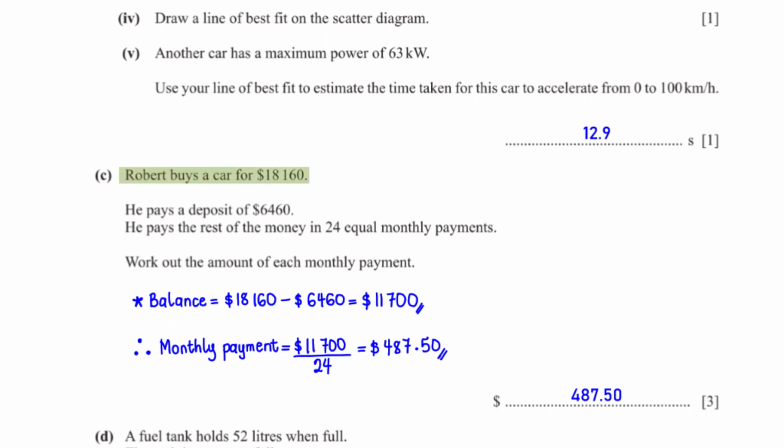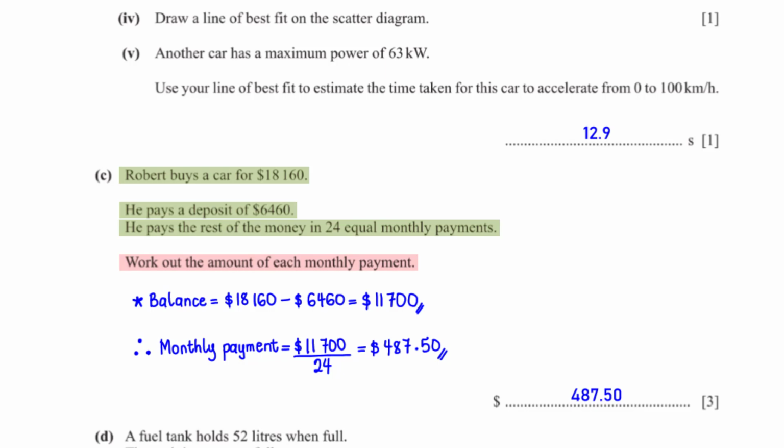Robert buys a car for $18,160. He pays a deposit of $6,460. He pays the rest of the money in 24 equal monthly payments. Work out the amount of each monthly payment.